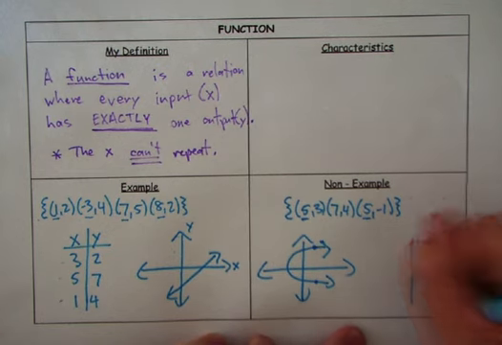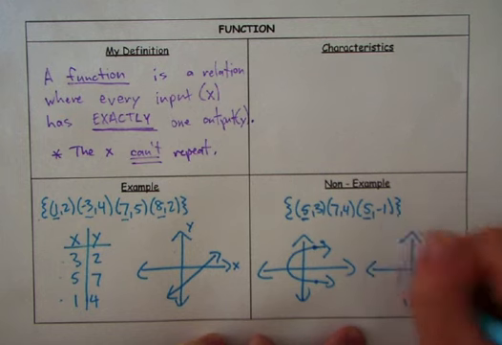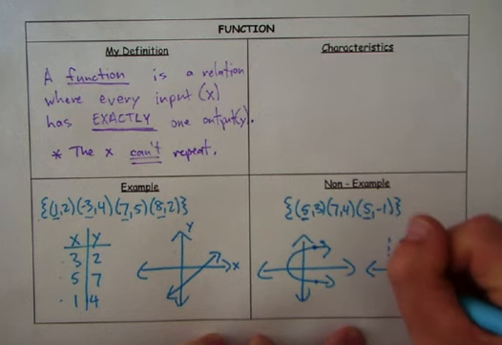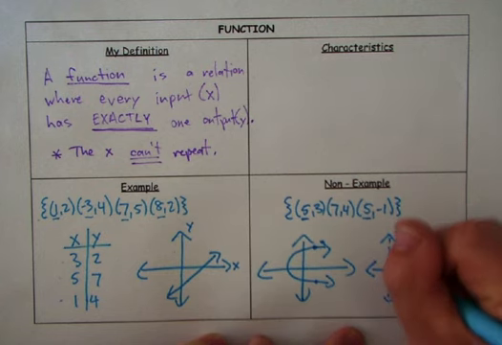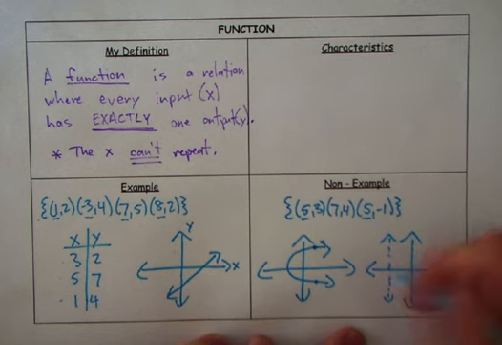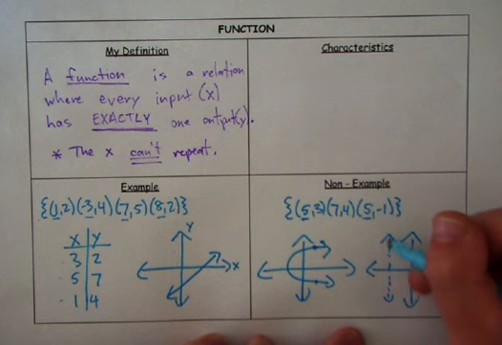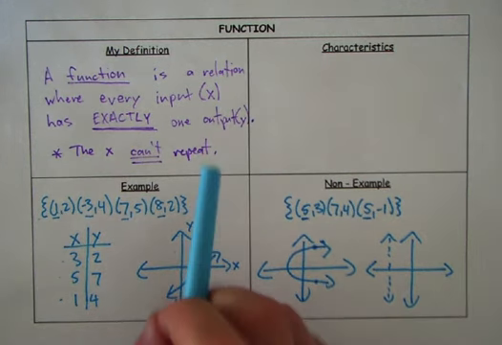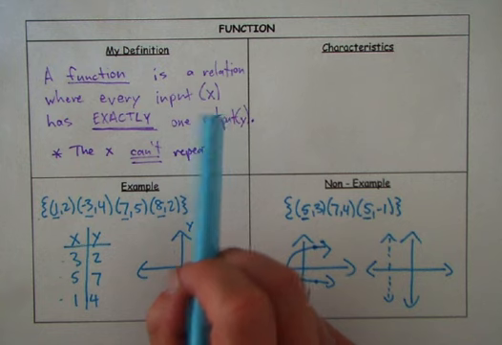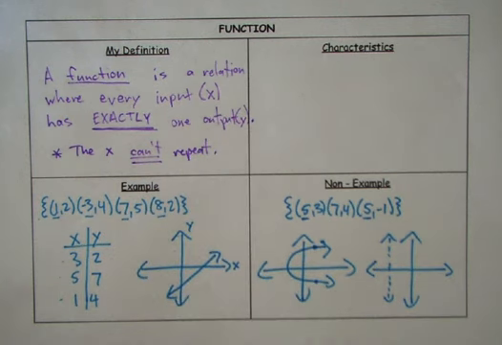Another example, a vertical line. Look at a vertical line. There's more than one y value for each x, right? For this x, there's 1, 2, 3, 4, 5. There's actually infinite y values. So that's not a function, okay? So functions are a relation where there's exactly one output for every input. The x does not repeat.